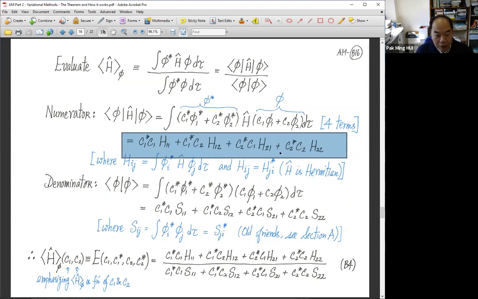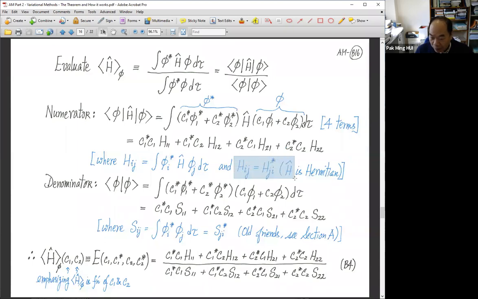I haven't made explicit use of the relationship between H12 and H21. So I leave it general, just pretending that I don't know there is some relationship, Hermitian, because H is Hermitian. I don't use that explicitly here. Later on, for convenience, that will be useful. All right, now go to the denominator.